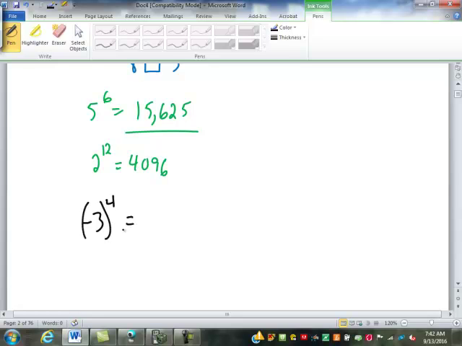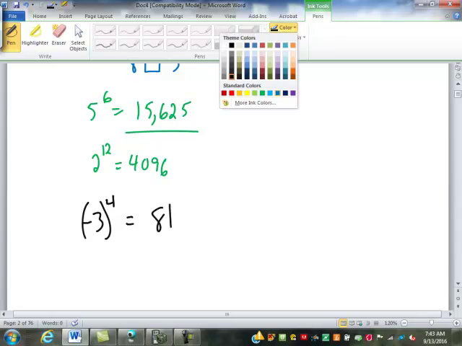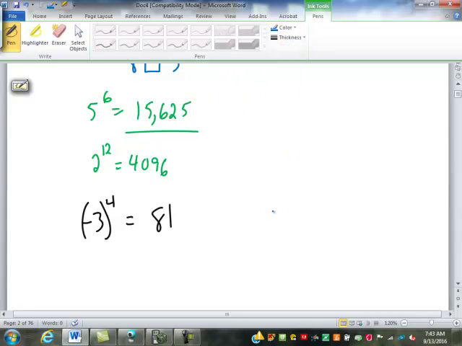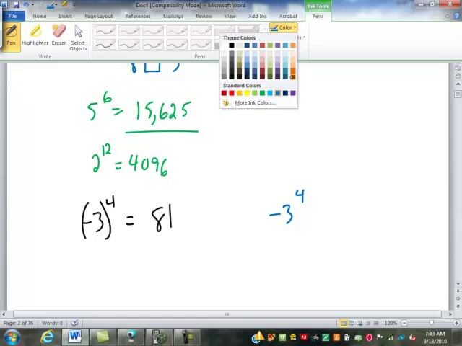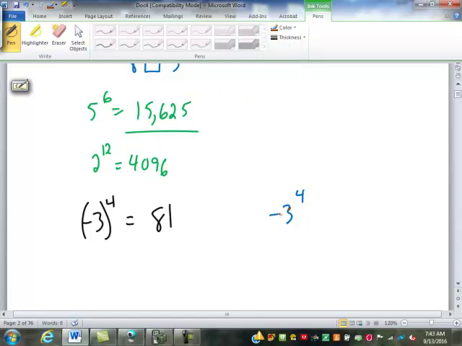Negative 3 to the power of 4. Did you get 81, or did your calculator try to tell you negative 81? Why would it try to tell you negative 81? Well, remember we talked about our order of operations. If you just put in negative 3 to the power of 4, your calculator is going to take 3 to the power of 4 and then put the negative in front of it. So you do have to have parentheses around that negative 3 when you enter it. And then it should come out to be positive 81.